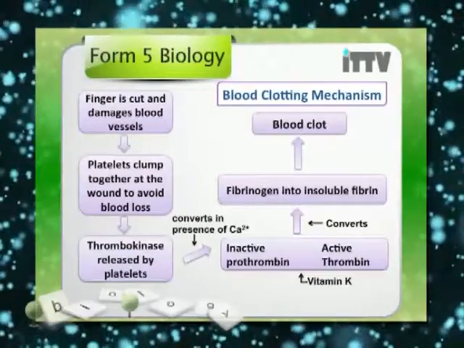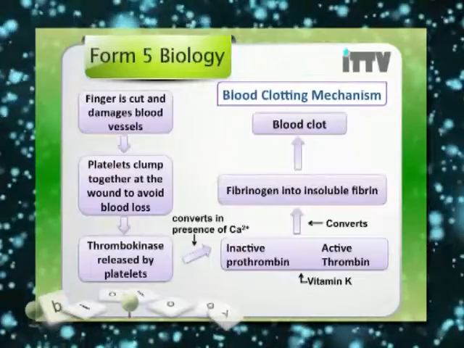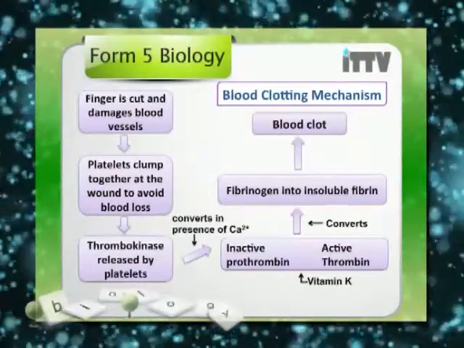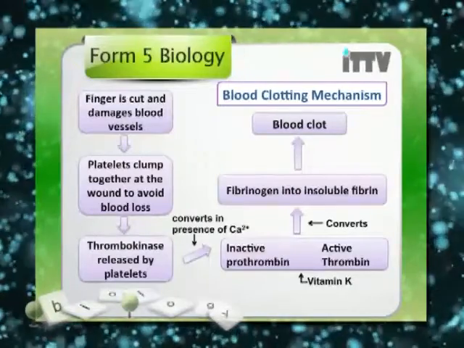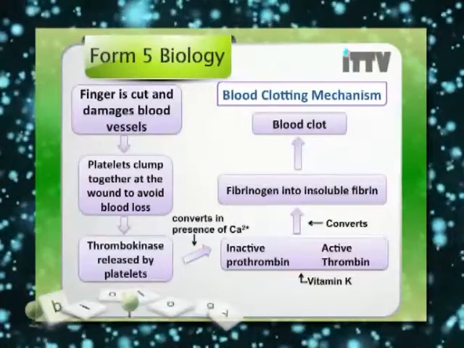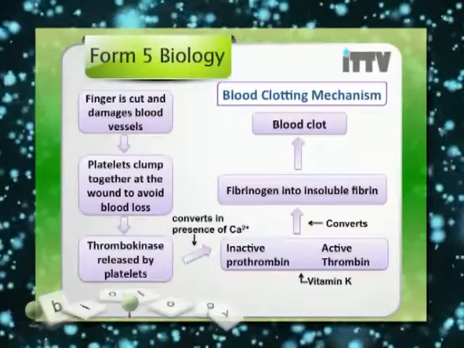So, let us look at the blood clotting mechanism in summary. And this flowchart shows the whole summary of the blood clotting mechanism. When we accidentally cut our finger, blood flows out of the wound. And that will be dangerous. It might lead to serious blood loss.